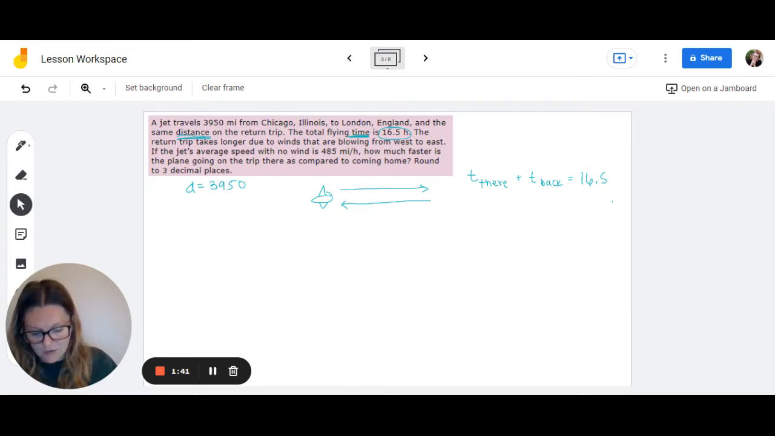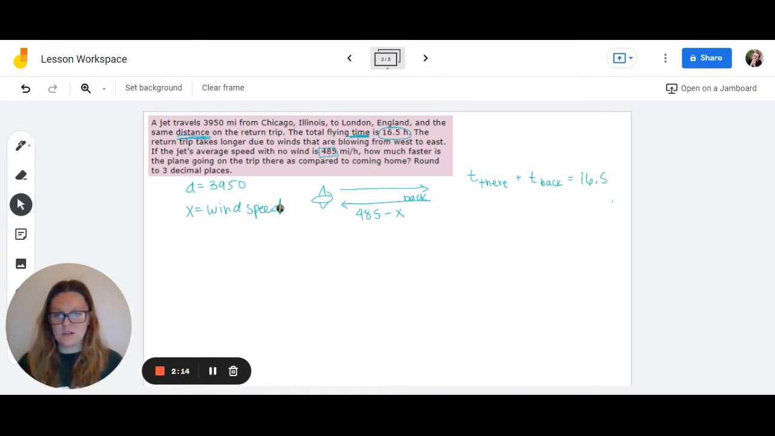It tells us how fast the plane is going if there was no wind, so I'm going to start with that, 485 miles an hour. Here's on the way back, and it said it's going slower. It's because it's going into the wind. Imagine when you're running into the wind, it's really hard because it's pushing against you. So you're going to go at a slower rate. I'm going to take this 485 and subtract whatever that wind is. Let x equal whatever the wind speed is. I'm not sure what that is, but I'm going to label it as x.